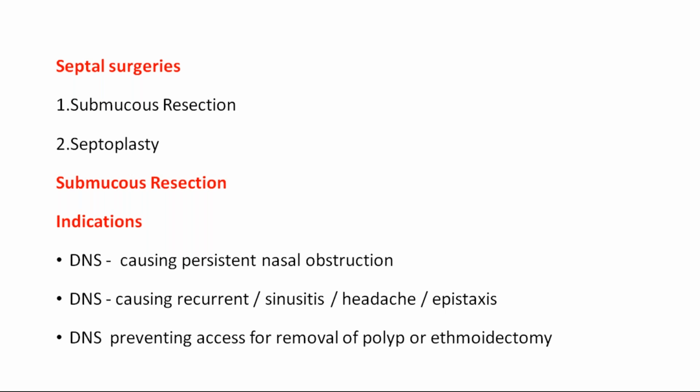So you should infiltrate the correct plane. Then after 5 to 10 minutes, you go ahead with the surgery. Suppose, let us say, submucosal resection we are doing. You give a Killian incision, that is 1 centimeter behind the caudal end of the septum. Then elevate the mucoperichondrial flap over the cartilage. Then you also elevate the mucoperiosteal flap on that side.